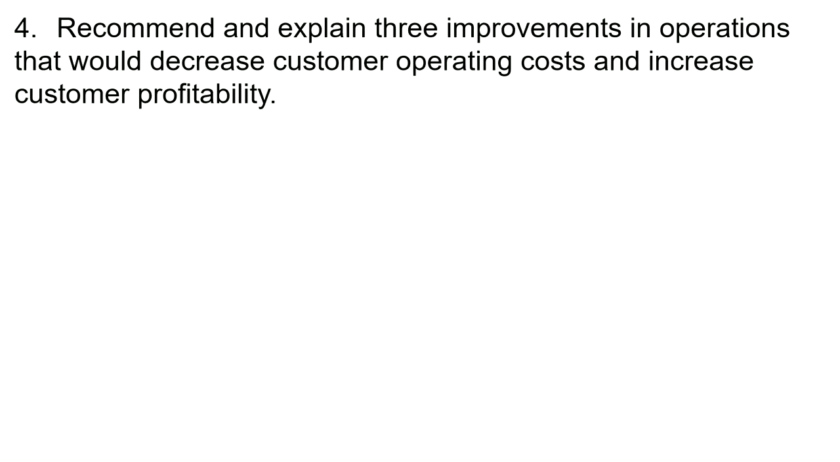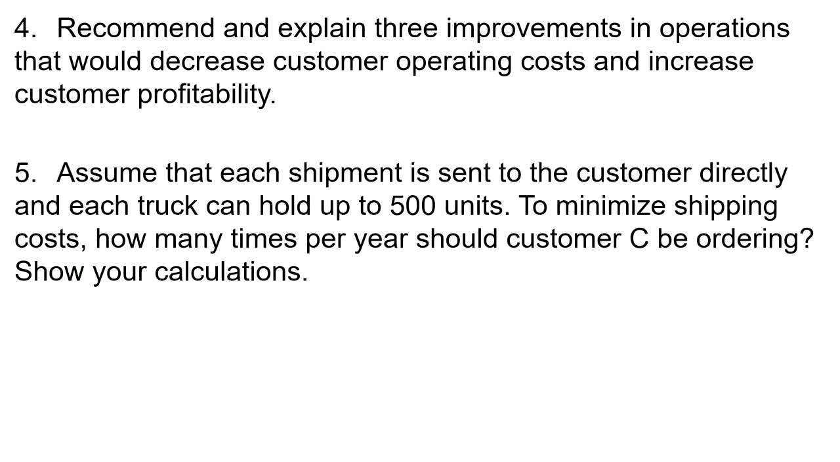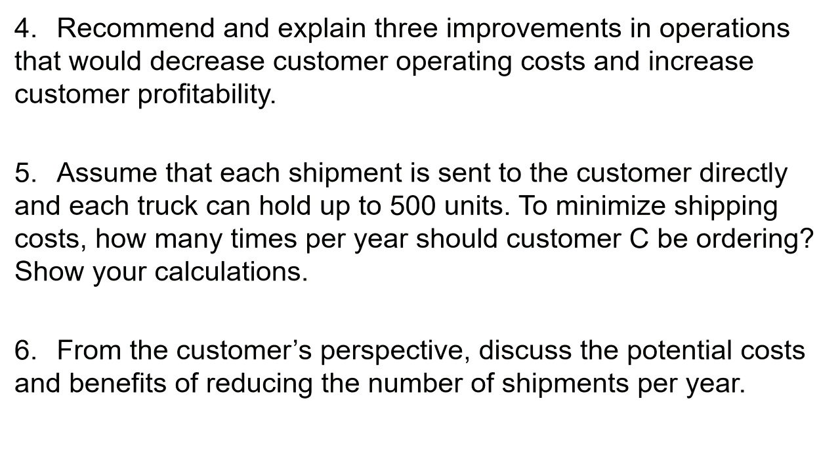The fourth requirement, recommend and explain 3 improvements in operations that would decrease customer operating costs and increase customer profitability. And 5, assume that each shipment is sent to the customer directly and each truck can hold up to 500 units. To minimize shipping costs, how many times per year should customer C be ordering? Show our calculations. And the 6th requirement, from the customer's perspective, discuss the potential costs and benefits of reducing the number of shipments per year. And just something to keep in mind here with the 6th one is we're supposed to discuss both the costs and the benefits. And so we're going to want to talk about each one of those in some way.